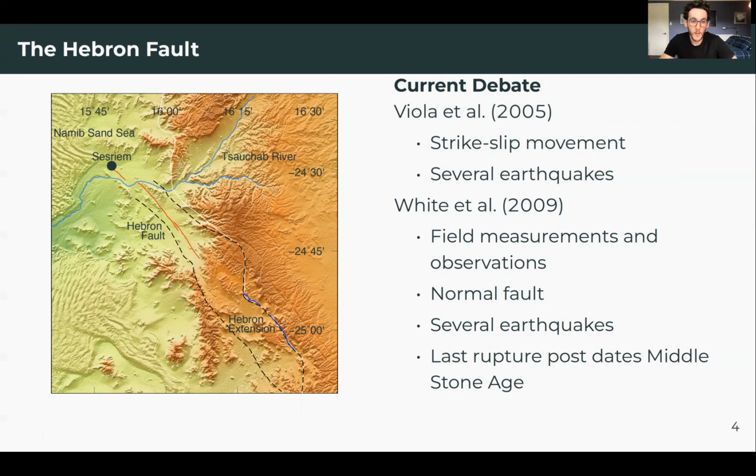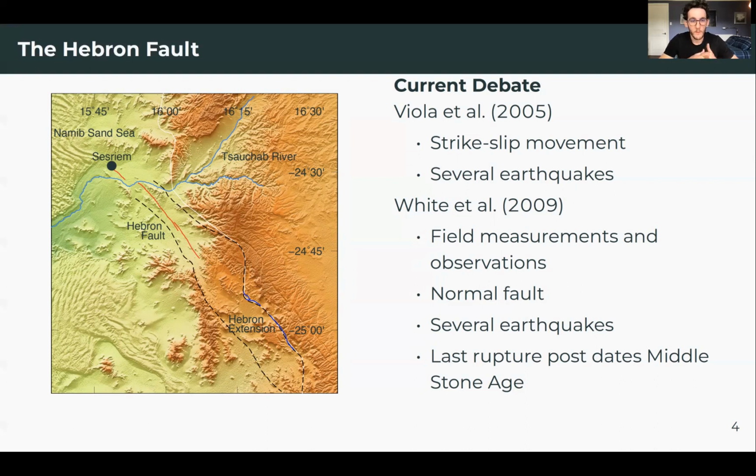The first paper to really discuss the Hebron fault described it as having a dextral sense of strike-slip movement along with normal faulting. This was based on the right-stepping nature of the segments, as well as offsets within alluvial fans that they saw in Landsat imagery.